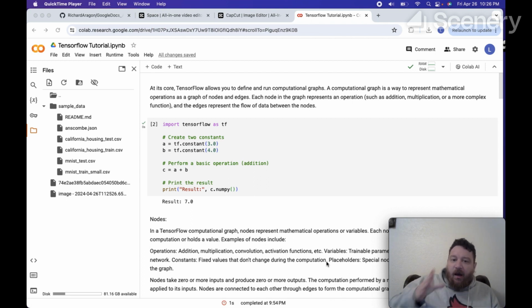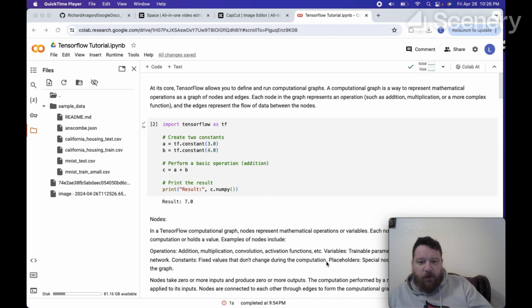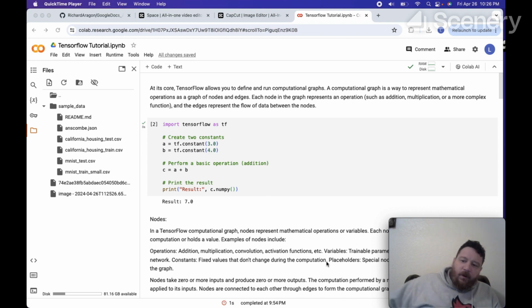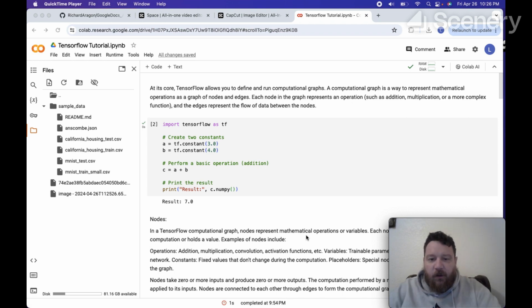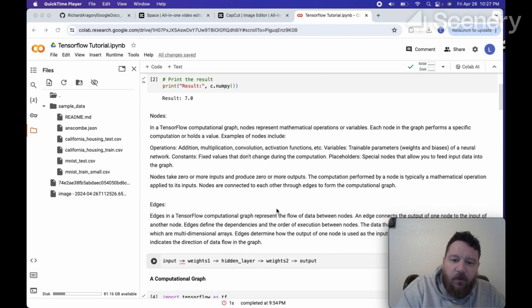So mathematical concepts are your nodes, right? In this first example, we've got two constants, 3 and 4, and we have to give it a mathematical operation, so 3 plus 4 in this instance, which we can express as a plus b equals c. Then we print our result, and we get 7. 3 plus 4 equals 7. Very straightforward, right? Now you've seen your very first node, as simple as we can get as far as nodes.